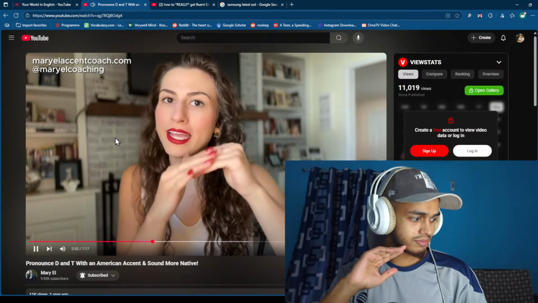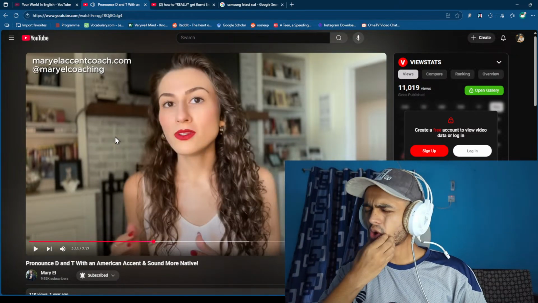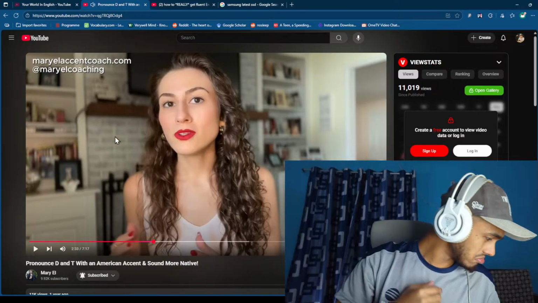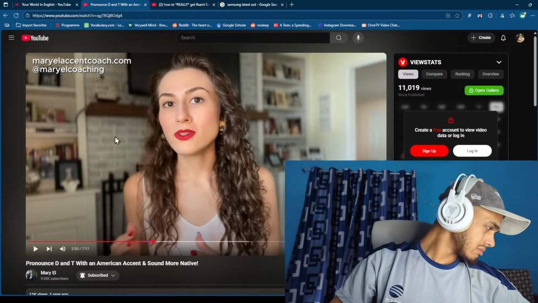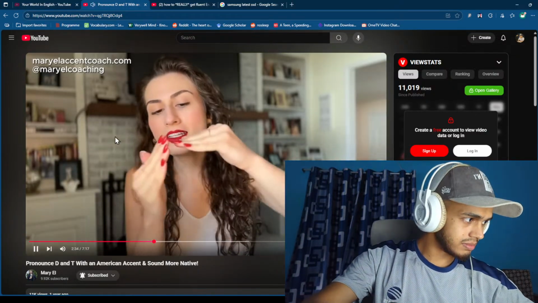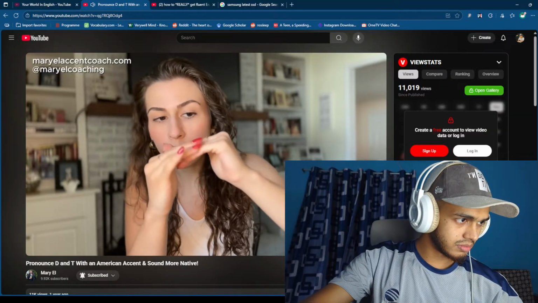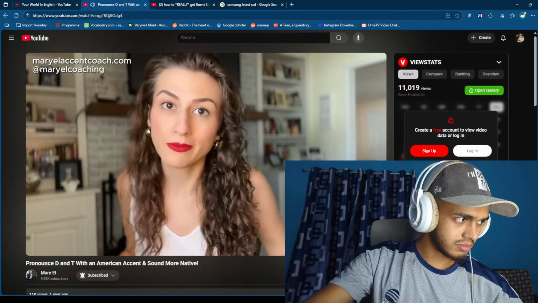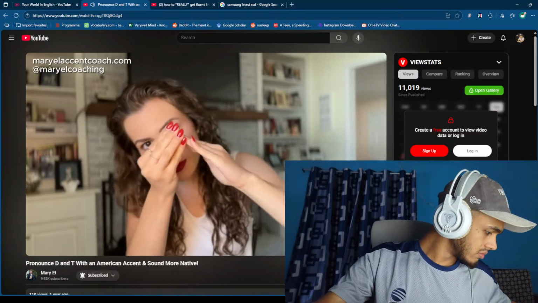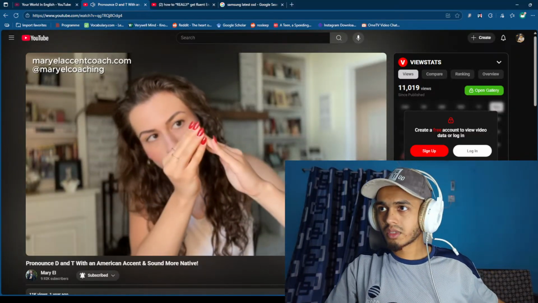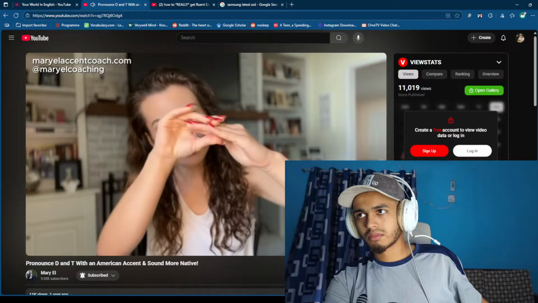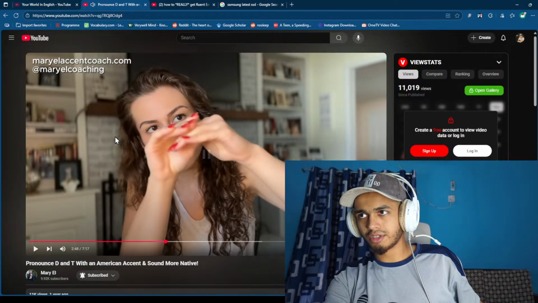We use more of the blade of the tongue, not really the tip, but the part just behind it. And a little bit more of your tongue is used in general. It's not a touch from just the tip, like this. It's more the blade.